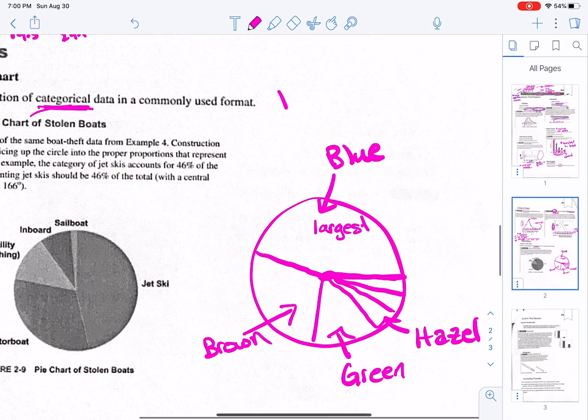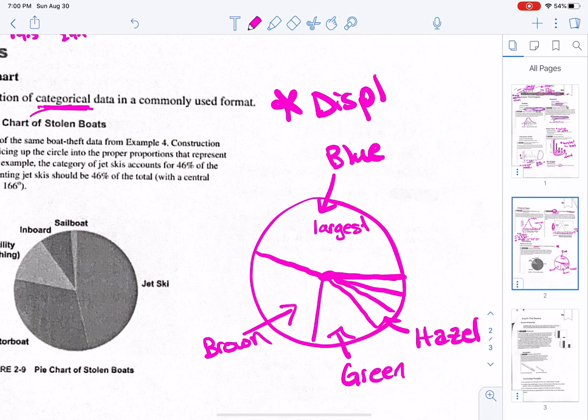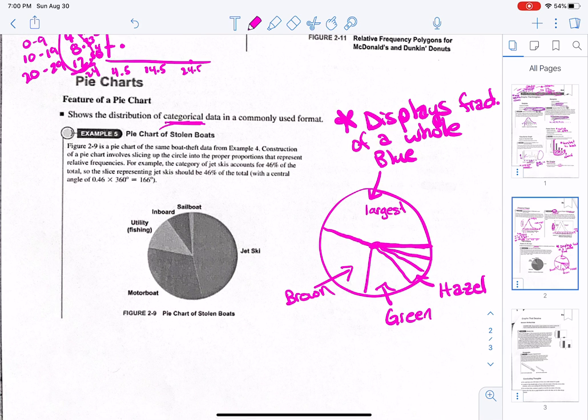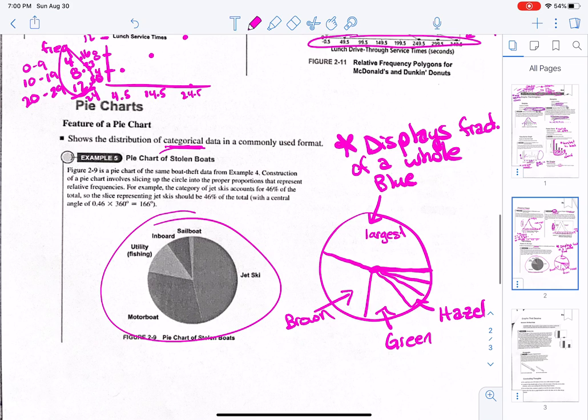But the thing that a pie chart is used for is it displays fractions of a whole. So here we were talking about the whole population of people, and then the fraction that has blue eyes, brown eyes, green eyes, hazel eyes. The whole group of Blue Hill High School students, and then the fraction that are seniors, juniors, sophomores, freshmen, that type of thing. Okay, so they've taken that same data here, the sailboats, the jet skis, that type of thing, and they've graphed those on a pie chart.